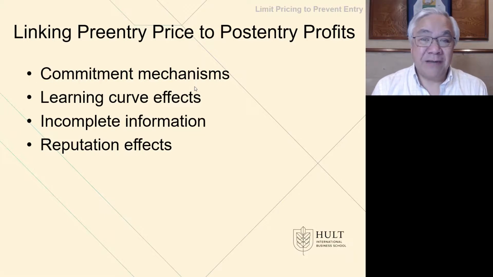The other is incomplete information. We assumed that perfect information was had by all the potential entrants. But what if we can use trade secrets or otherwise disguise or hide information so nobody knows how profitable it is? And finally, reputation effects.